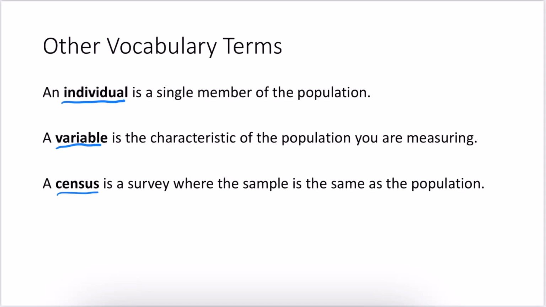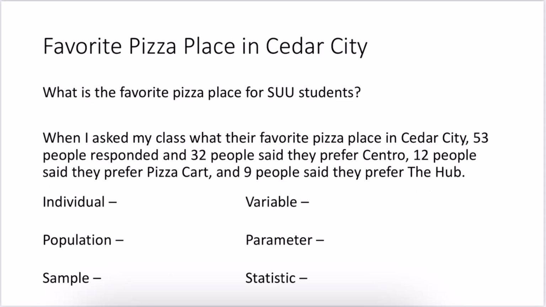And we don't do this very often because usually populations are huge and you don't want to have to survey everyone. But there are some situations where a census may be applicable. Like you may have heard of the US Census, where literally everybody in the US answers certain questions about their income and the number of people in their household and all of these different things. That's called a census. So let's look at some examples of these vocabulary words.